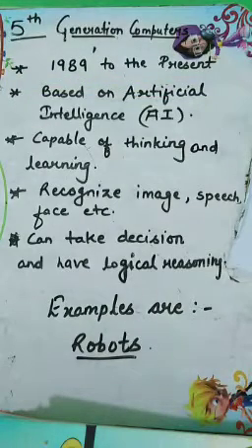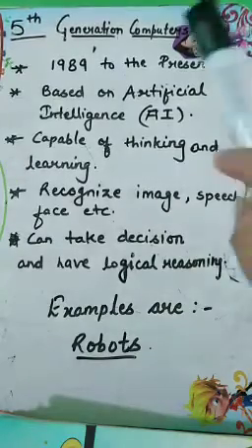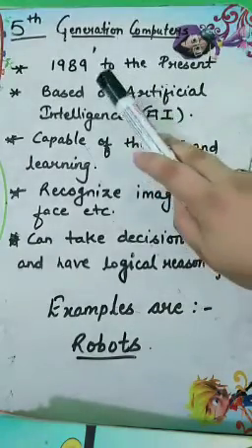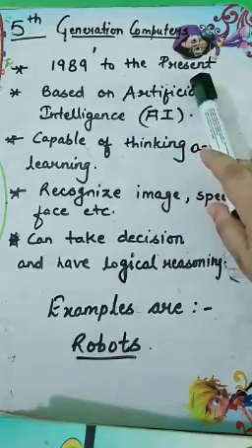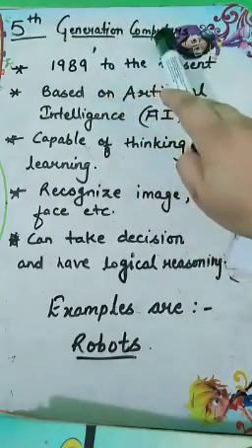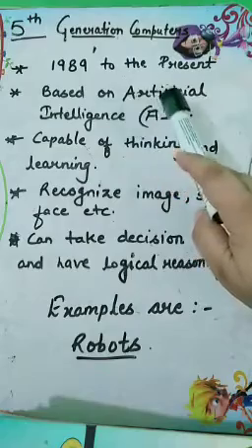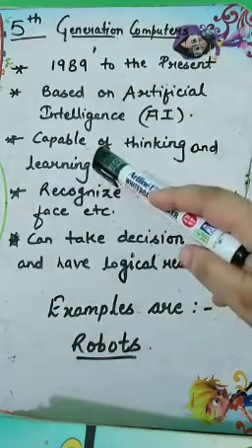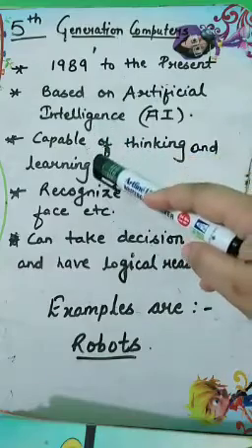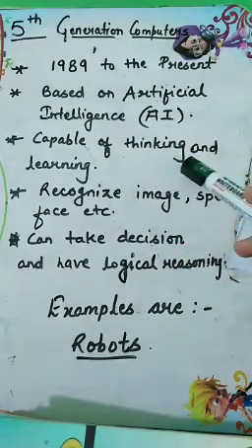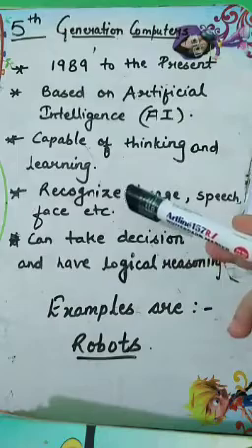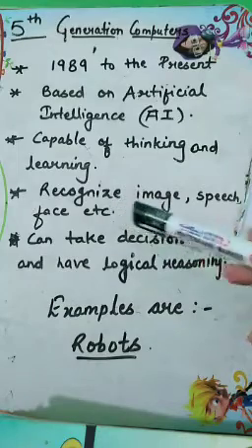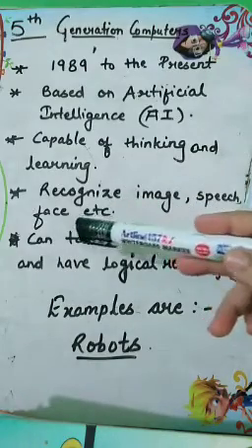Okay children, now here comes our fifth generation of computers. Now children, the computers which were developed after 1989 to the present are considered to be the fifth generation computers, and they are based on artificial intelligence, that is AI. These computers will be able to learn and think on their own. Also, they are capable of recognizing the images, speech, face, etc.